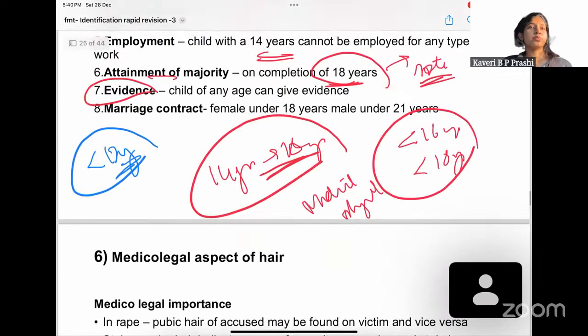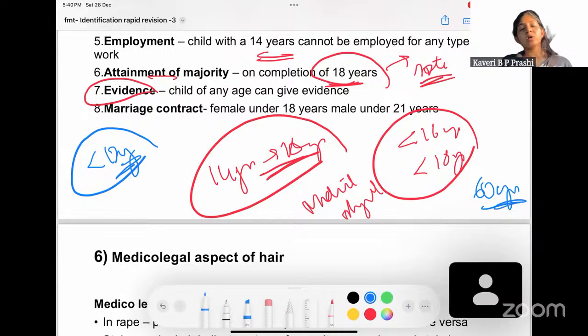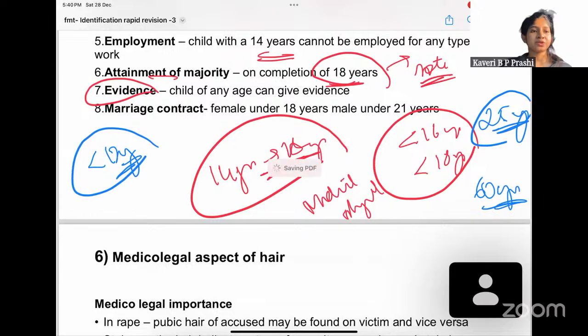One more question. What is the age of retirement in a government office? It is 60 years. What is the age at which a person can appear for an election for Rajya Sabha or Lok Sabha? It is 25 years. So these are the two extra things that you should know along with all that I mentioned above.